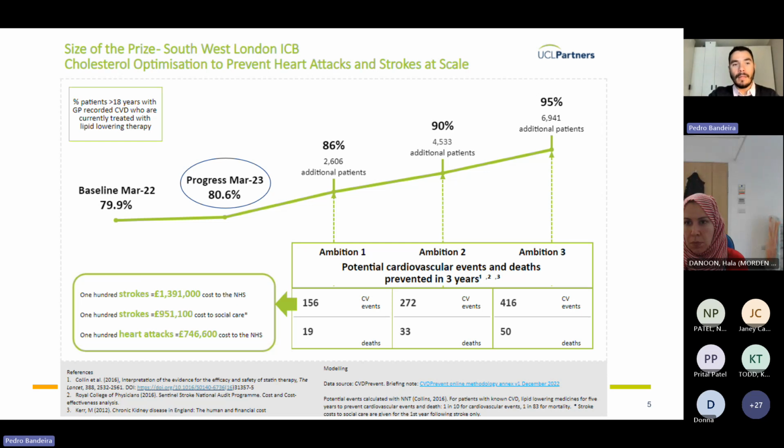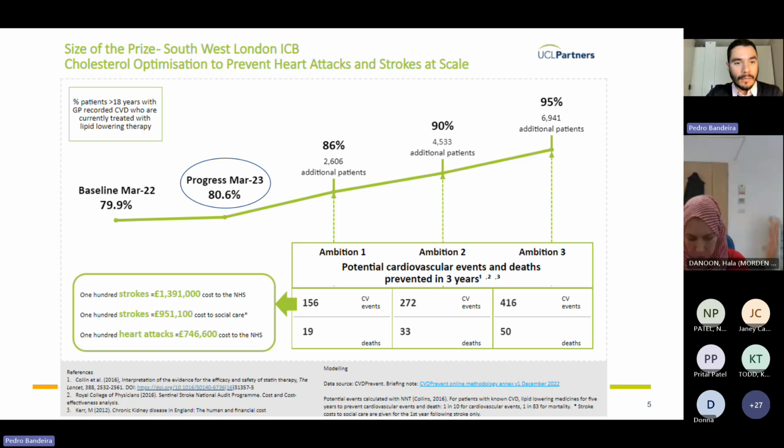The UCL partners have put this size of the prize cholesterol optimization tools as part of the large-scale national lipid optimization project, where they show the correlation between optimization of patients with statins and the benefits to cardiovascular reduction and even prevention of deaths over 3 years.